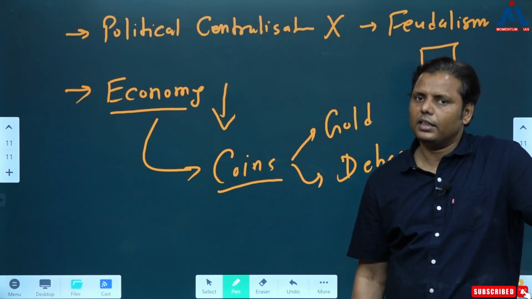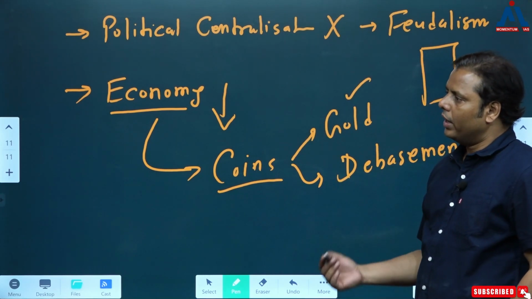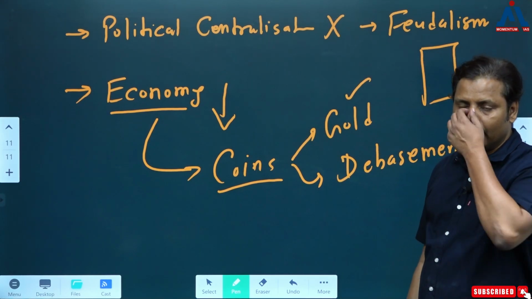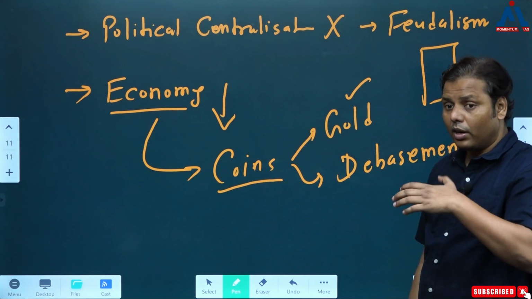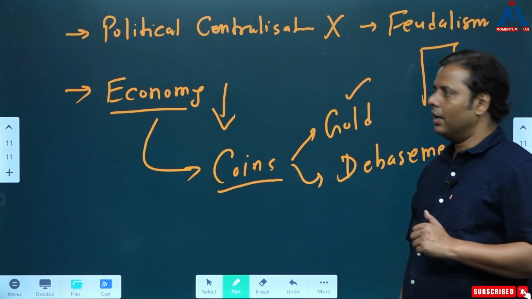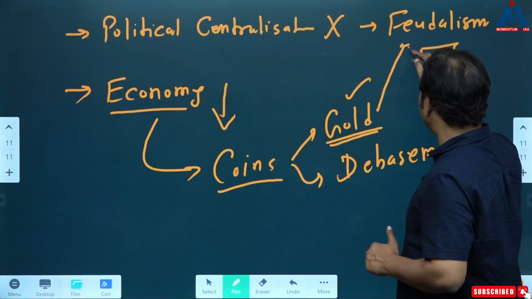But unfortunately, during this Gupta period, you can find the majority of the coins are gold. So they clearly convey that the presence of only gold currency indicates that the economy was not very lively, not very mobile during this period. Rather, they are asking why this much gold currency? That's also being connected with feudalism.